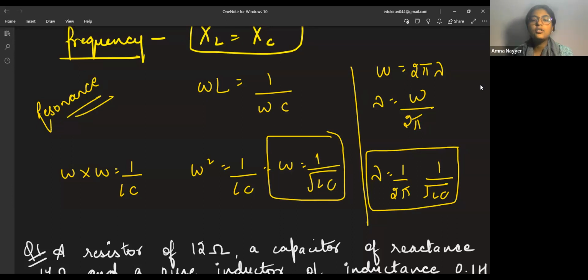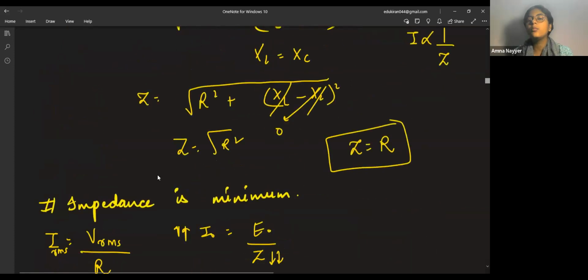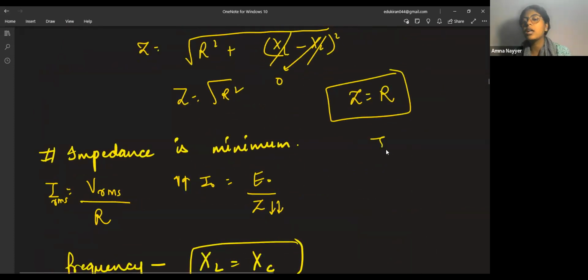All right. So XL is equal to XC and impedance is minimum. Your current is maximum, because we know current is inversely proportional to resistance. Resistance is decreasing, current will increase.